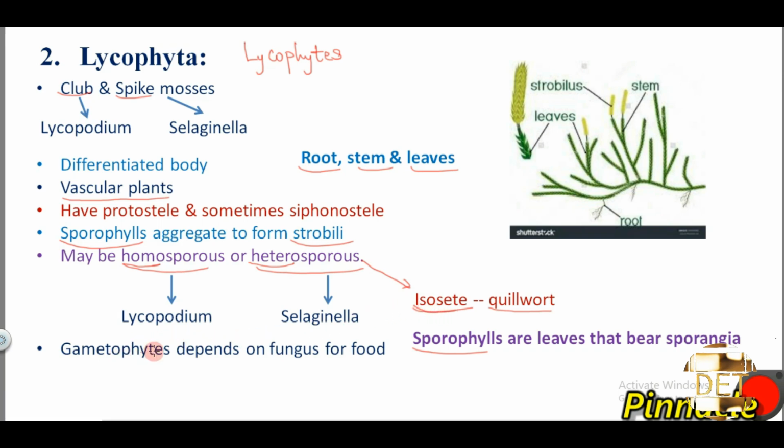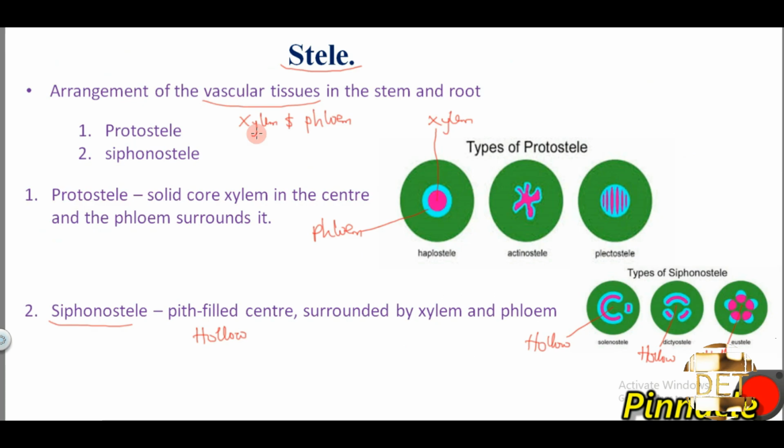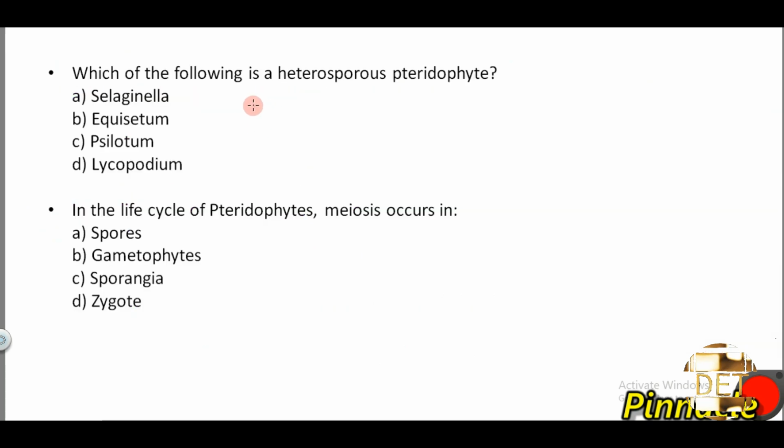Another important feature that you should know is that the gametophyte depends on the fungus for food. The gametophyte plant, which is the generation responsible for production of gametes, depends on fungus for food. So this is all you need to know about the division Lycophyta. To take us further, let's look at some questions.